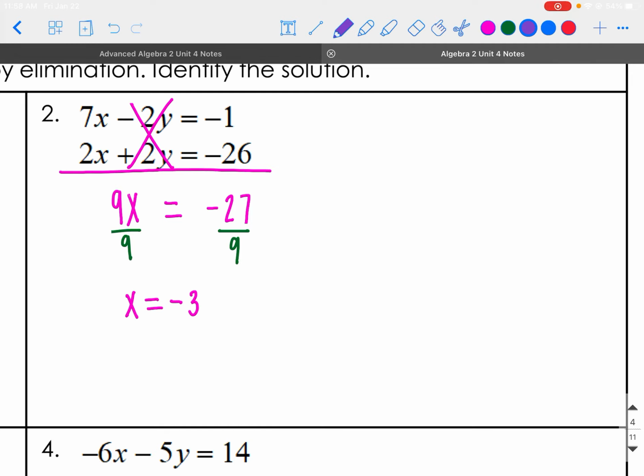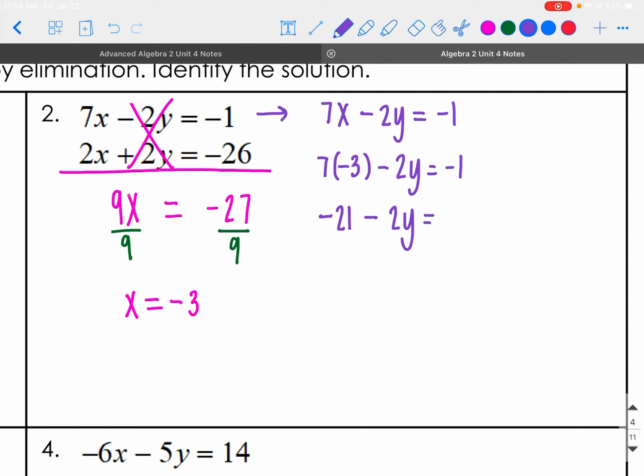Now we have to go back and find y. So the way we do this is by plugging into either equation. I'll just pick the first one. 7x minus 2y equals negative 1. I found that x was -3. So I replaced the x with -3. Then this turns into -21 minus 2y equals -1.